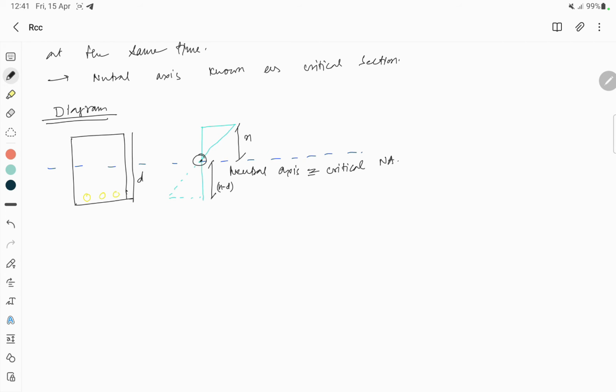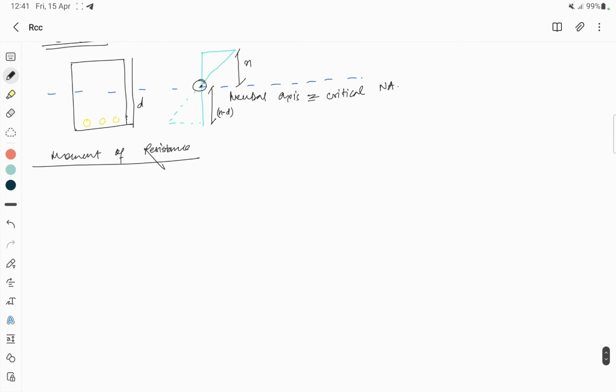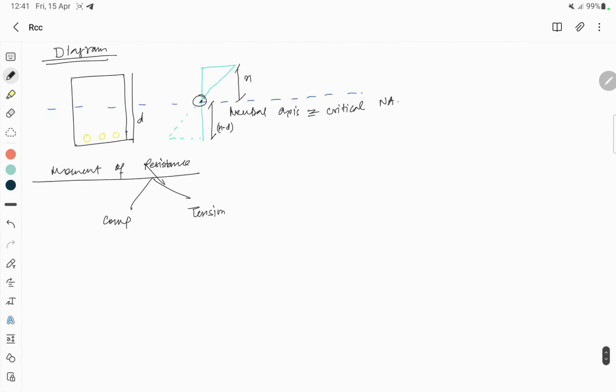This is the diagram. Now we find the moment of resistance. So what is the moment of resistance? The moment of resistance equal to either compression or tension. As in the balanced section, I mentioned here, same time. So either you may write M of c that equal to M of t.